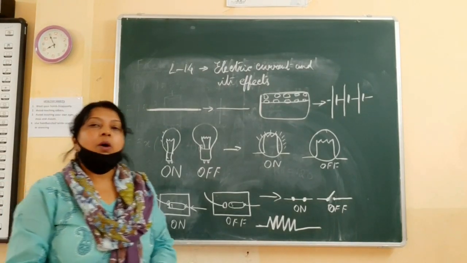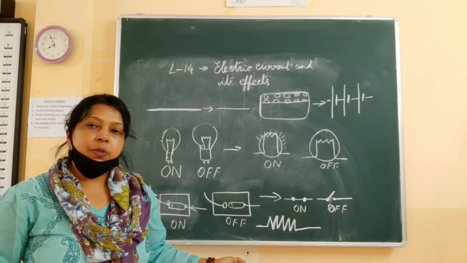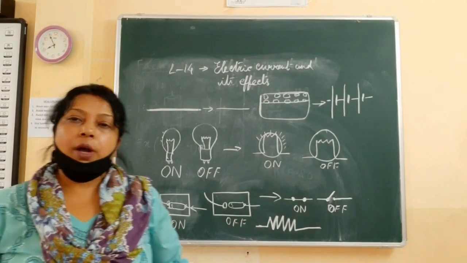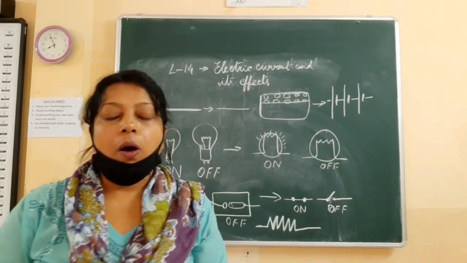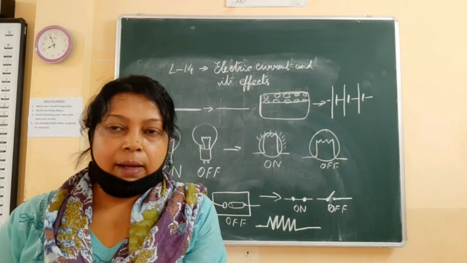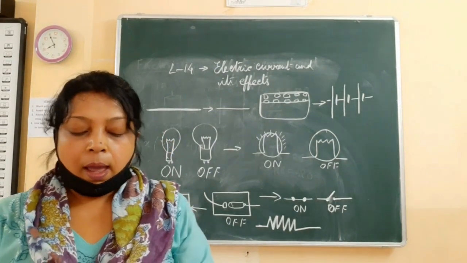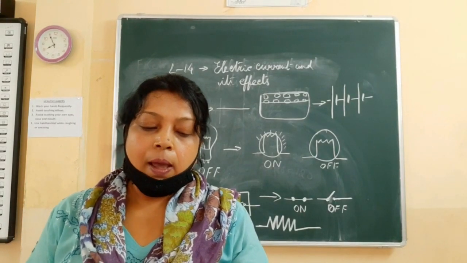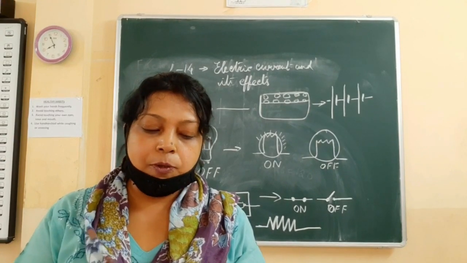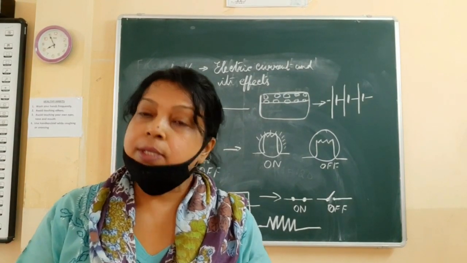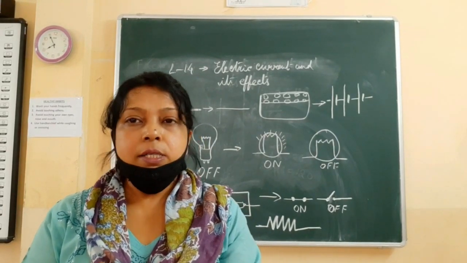So these are the different types of symbols we use for drawing the circuit diagram of an electrical circuit, and it is very easy to draw, and also easy to show and understand the electrical connections in a simple way. So this is all about the symbols.